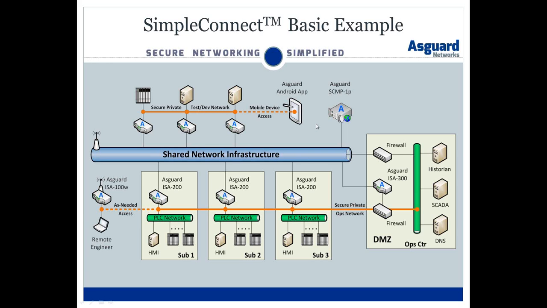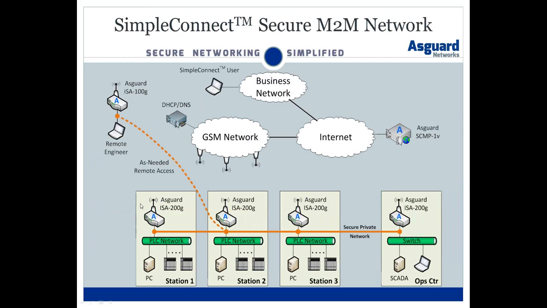Here's an example of leveraging the internet for data monitoring of some water stations. So in this example, a cellular-enabled security appliance is installed at each station, and a private network is created that allows components in this station to communicate with components in an operations center. And these communications are now going over the cellular network, but are completely isolated from it.